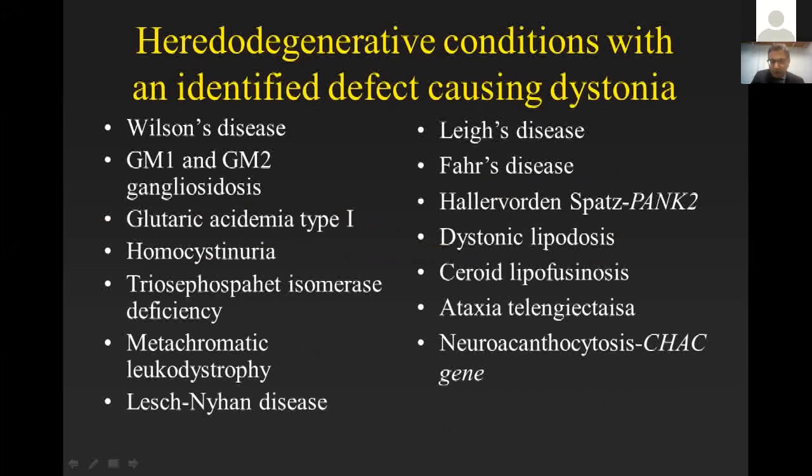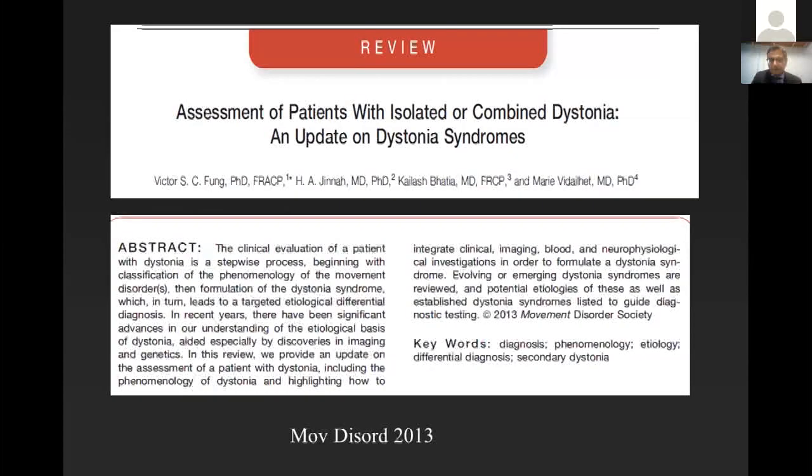So how does one approach this? Because if you're just seeing your patient with dystonia, what are the clinical characteristics that you should follow so that you can come to some understanding about the underlying etiology, which of course then determines what the prognosis and the treatments might be. So in this regard, since that paper of the consensus statement has been devised, there have been some other papers giving you a sort of a review of assessment of patients with isolated or combined dystonia.